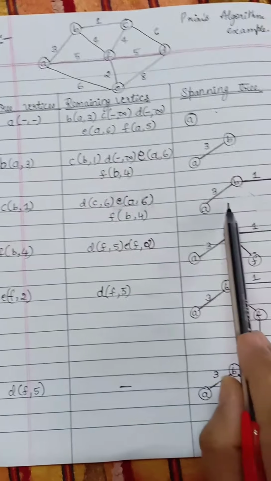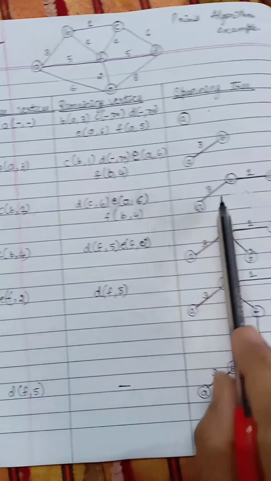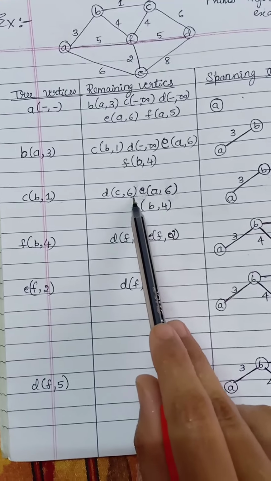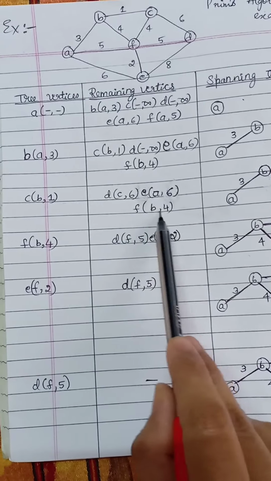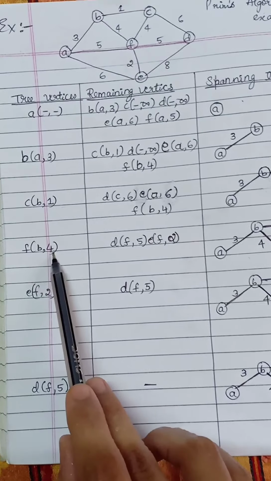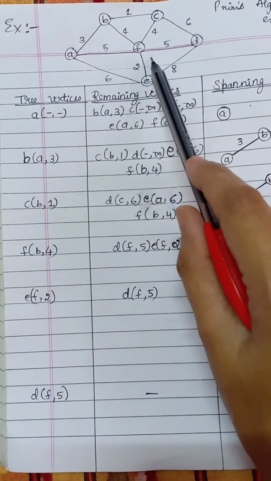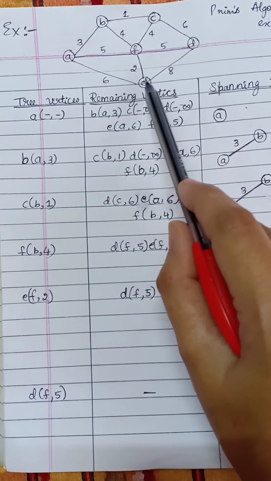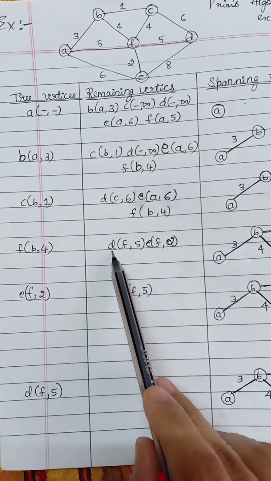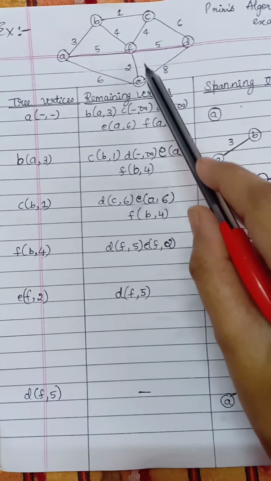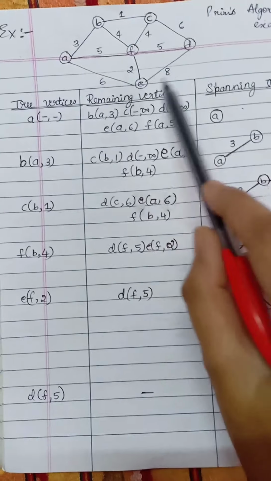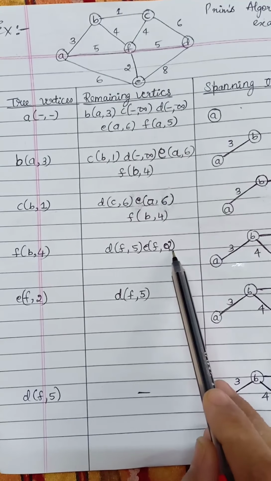Next, the spanning tree will look like this when you select C of B, 1. So C to B will be 1. Now from these three, which is the minimum? You have 6, 6 and 4, so 4 is the minimum, and you select F of B, 4. Now, from A, B, C and F, the remaining vertices are D and E. From D to F you have a direct connection, that is 5, and from E to F you have a direct connection with cost 2.